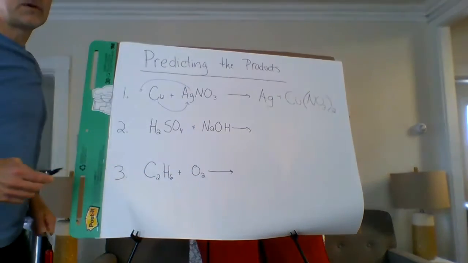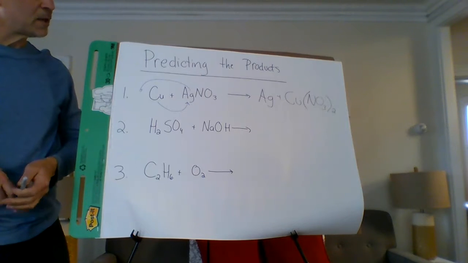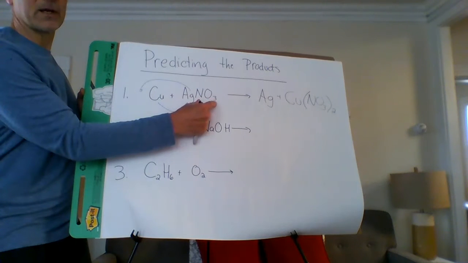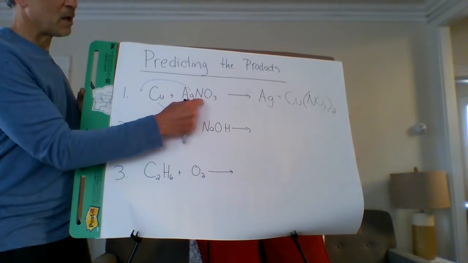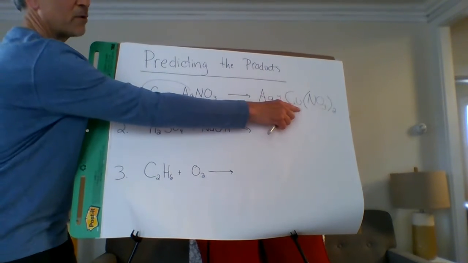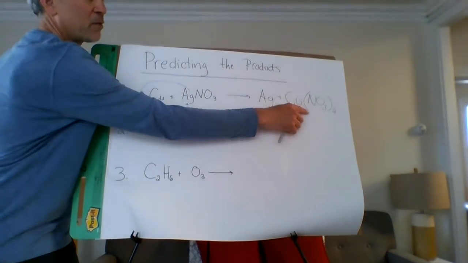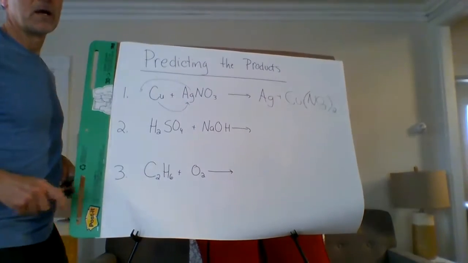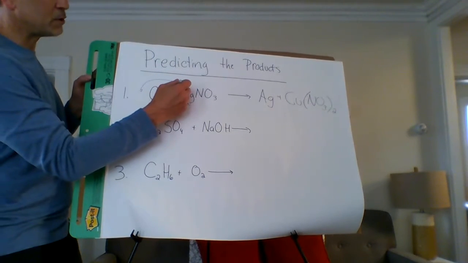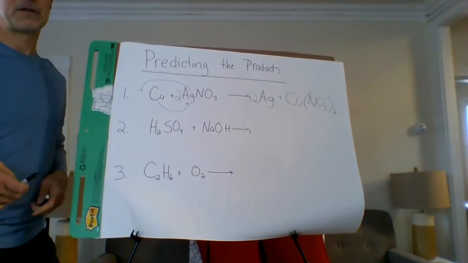Okay, now when you do this, you've got to pay attention to the charges. In this case, silver had a positive 1 charge, and we know that because nitrate is NO3 with a negative 1 charge. But copper normally has a positive 2 charge, so copper nitrate looks like this. You have to put that subscript there. It's Cu(NO3)2. And then you'll have to do some balancing here. So it looks like we've got to put 2 in front of the silver nitrate and a 2 in front of the silver to balance that.